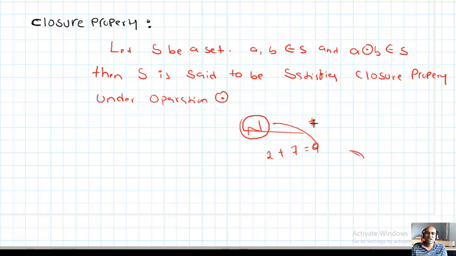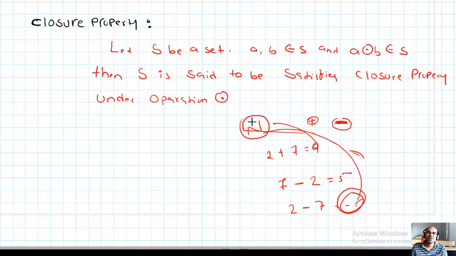Okay, so take the operation as minus now. Same natural numbers. Take any two natural numbers, 7 and 2. 7 minus 2 is 5. It's a natural number. But don't think that natural numbers satisfy the closure property under minus. In this situation it is satisfied, but if you take the reverse, 2 and 7, and subtract them, what will you get? Minus 5. Minus 5 is not in N. That's why in general natural numbers won't satisfy the closure property under the operation minus.